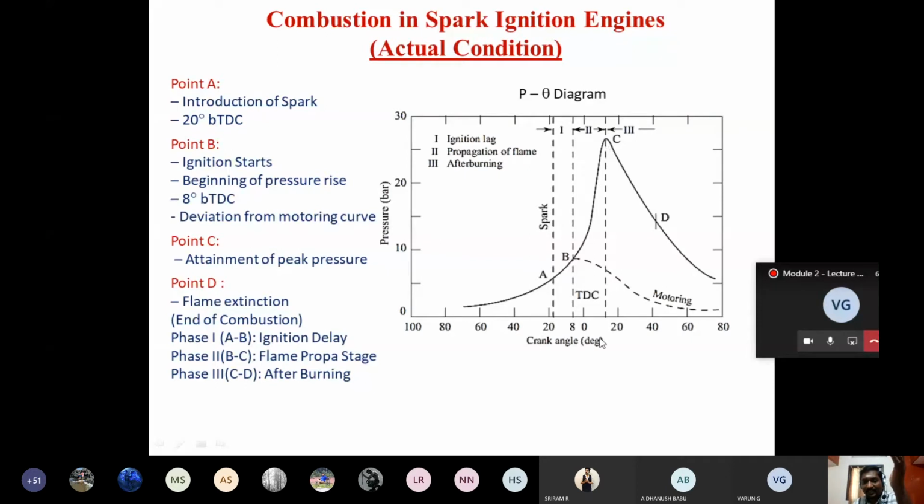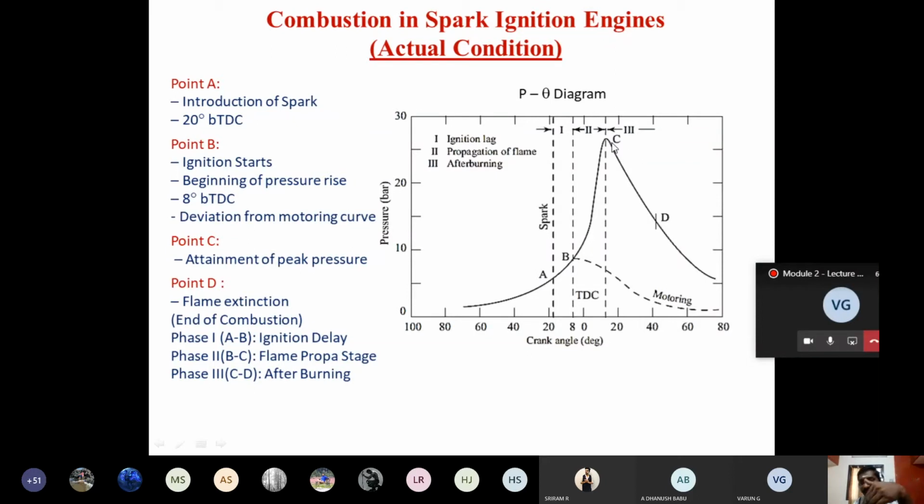pressure was reached after TDC. Peak pressure was reached when the crank angle turned is after TDC. So this B to C is very, very important. This is the second stage of the combustion process, and this is the place where we are going to get a huge amount of heat release. There is a sudden rise in pressure, thereby we are going to get the useful power output. The useful power output is only from this stage, that is from B to C, stage 2.